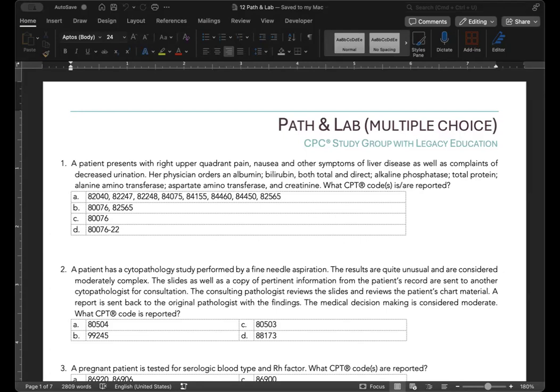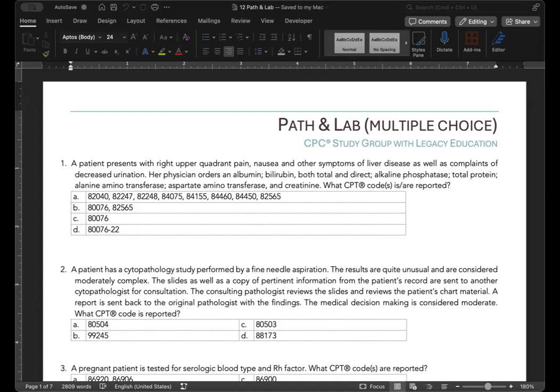So we have a patient presents with right upper quadrant pain, nausea, and other symptoms of liver disease, as well as complaints of decreased urination. And her physician orders an albumin, bilirubin, both total and direct, alkaline phosphatase, total protein, alanine aminotransferase, aspartate aminotransferase, and creatinine. So what CPT code or codes should we report?